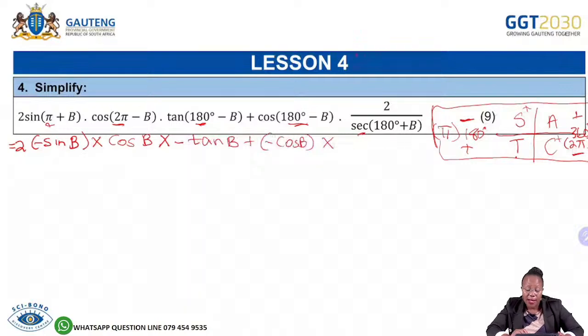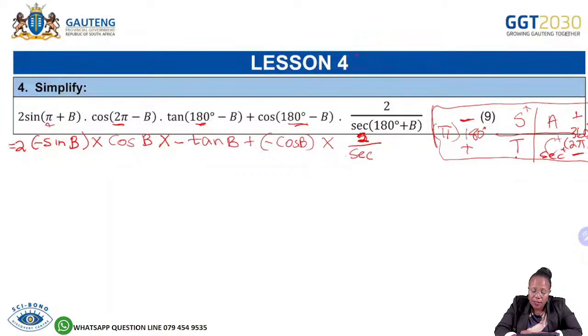Multiply. And then if you look at this now, it will be 2 over. Remember, sec goes together with the cos, right? That means if it is cos, sec is also in that quadrant. So 180 plus is quadrant 3, then sec in that quadrant will be negative because sec is only positive in quadrant 4. Then this will be 2 over negative sec B, because it's in quadrant 3, negative sec B.